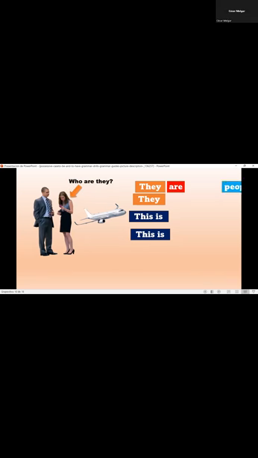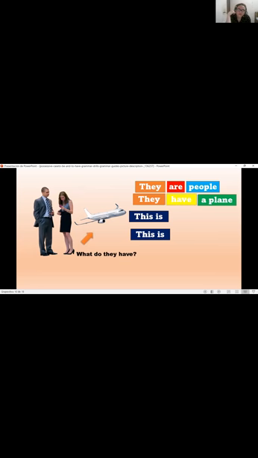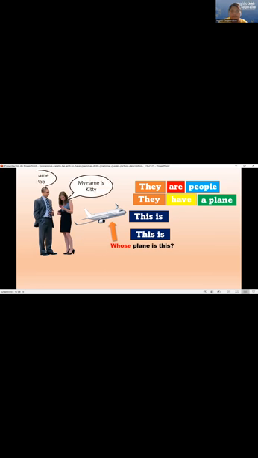Okay, who are they? They are people. What do they have? They have a plane. Whose plane is this? This is Bob and Kitty's. This is their plane. Okay, so now let me continue.